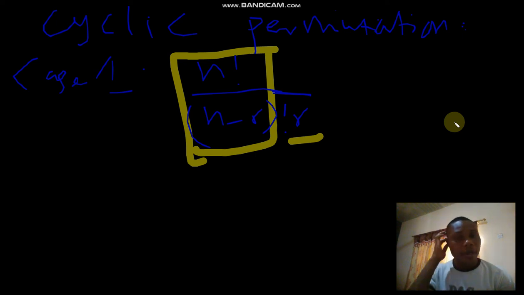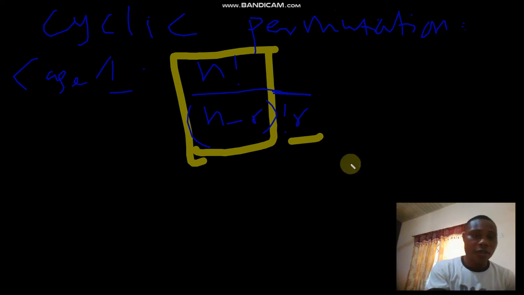Okay, all right guys, welcome back. We are looking at case 1 of cyclic permutations. In the last video we continued with it. So that is case 1 formula. Let's look at case 2. This one is when we are arranging objects in a circle form.